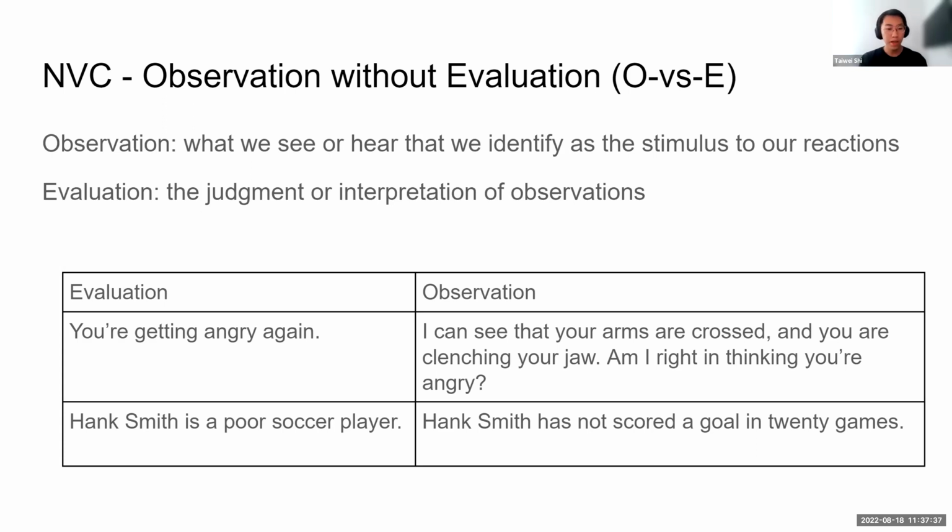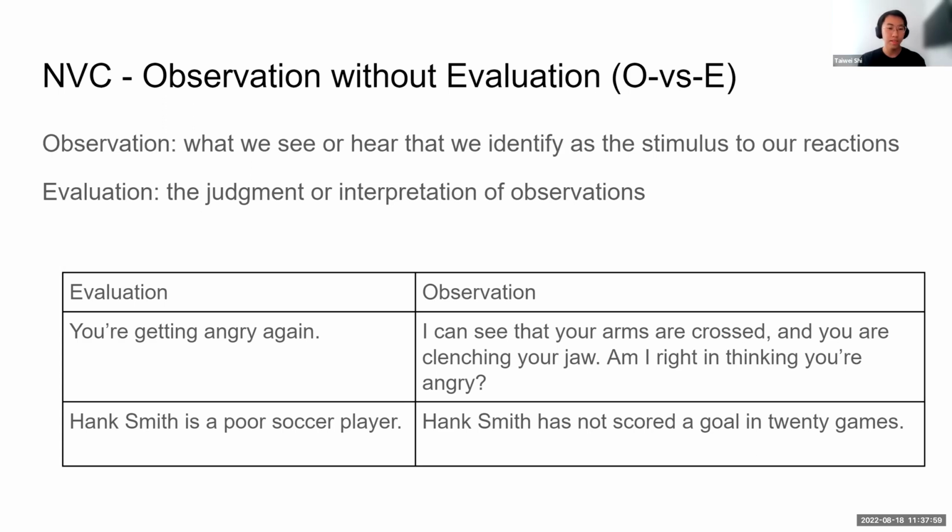And we can also look at another example in the table here. Hank Smith is a poor soccer player, which is something that is really natural to say if you believe someone is not a good soccer player. However, this is not an effective way of communication either, simply because different people could have a different definition of a poor soccer player.